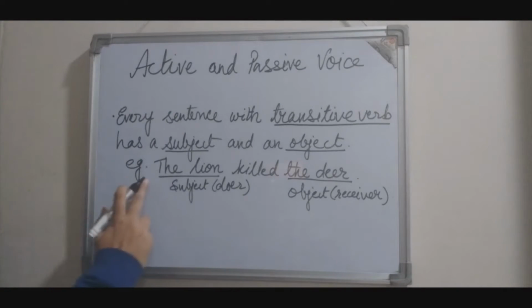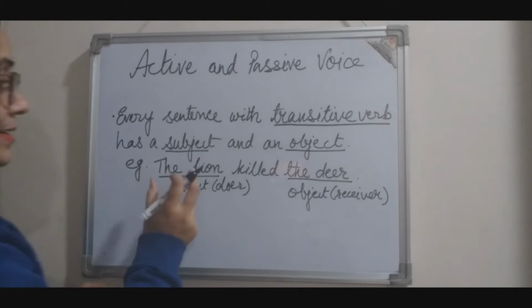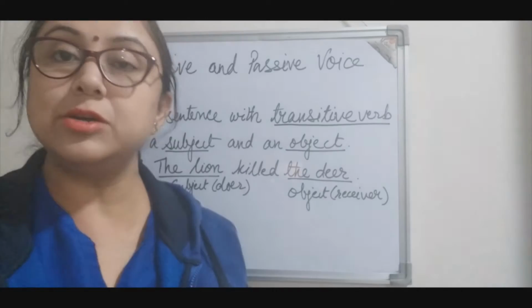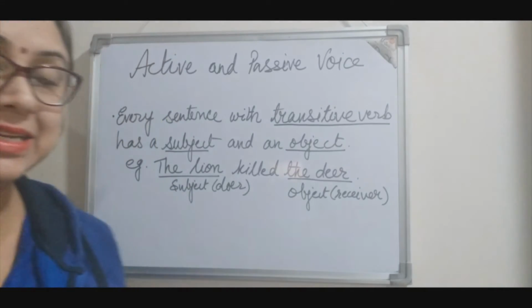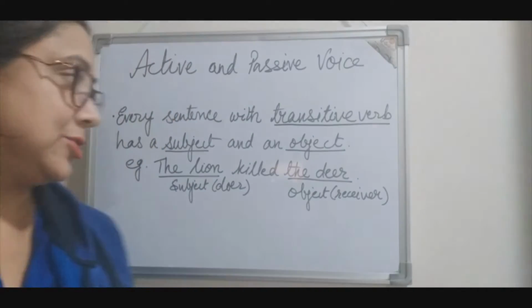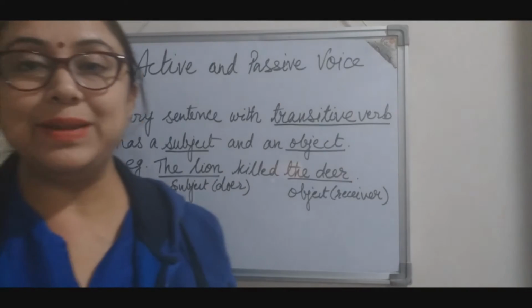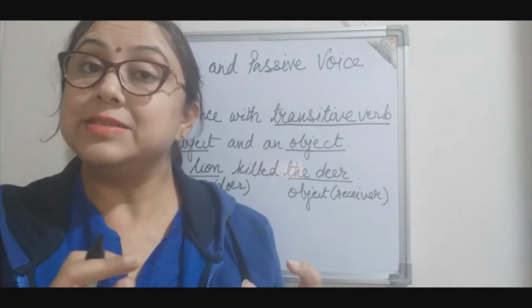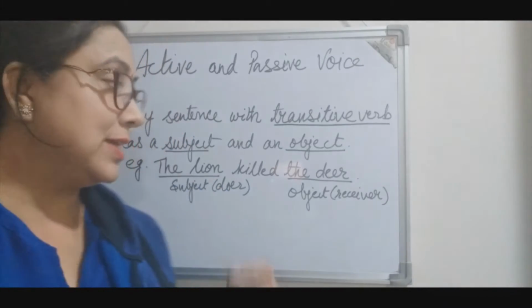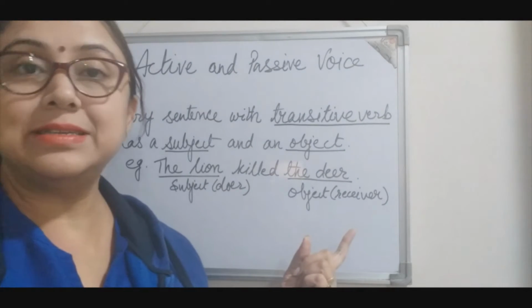For example, the lion killed the deer. In this sentence, the lion is at the subject's place as well as being the doer of the action, right? The lion is the performer of the action. And what about the deer? The deer is at the object's place, and it's the receiver of the action, right? So the lion is the performer and the deer is the receiver.